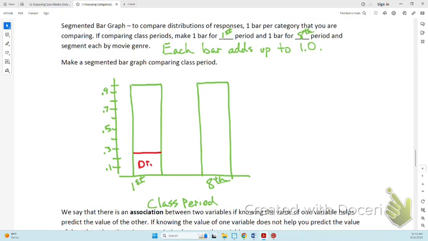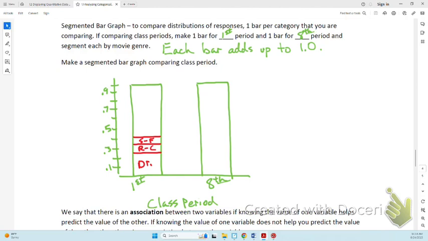The next one is 0.0833 for rom-com. And what I need to do to know where to make my line is add 0.08 and 0.25, and I get 0.33. So I'm going to make a line at 0.33. And that's the segment for rom-com. I'm going to add another 0.08, and I get 0.41. And that's the segment for sci-fi.